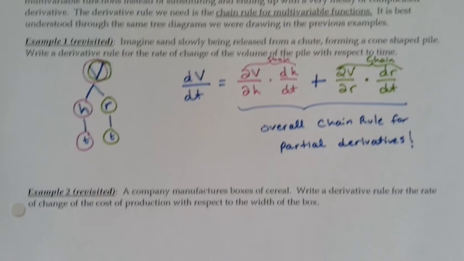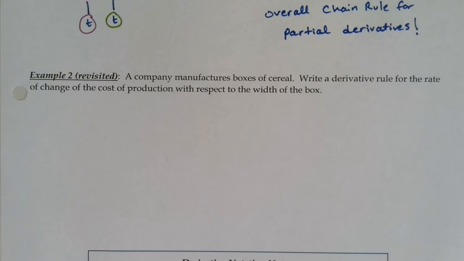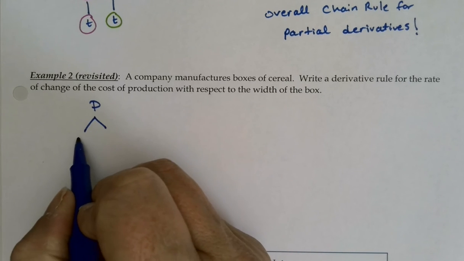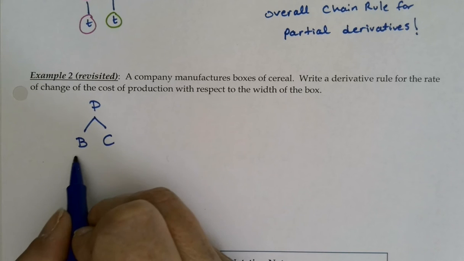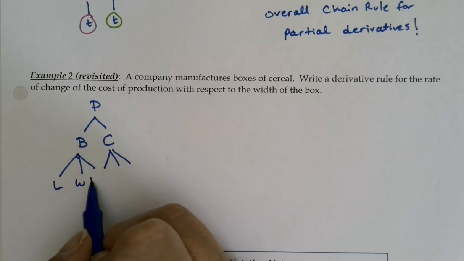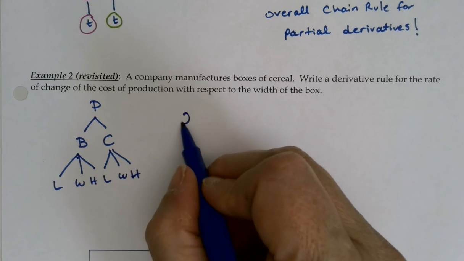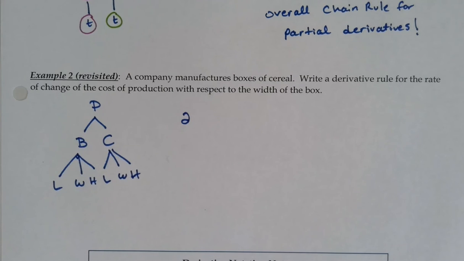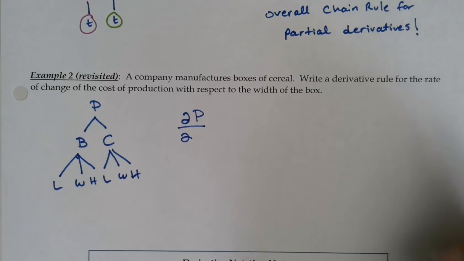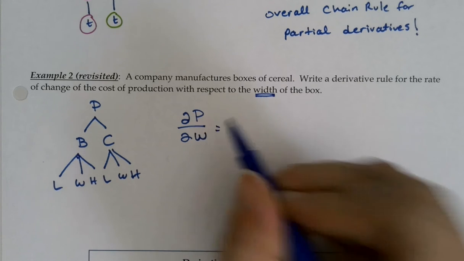All right, so let's look at the serial. The serial was the price or production cost is dependent on B and C, and each of these was dependent upon L, W, H. Okay, so the derivative of P with respect to, they want the derivative with respect to width, so I'm going to pick W.